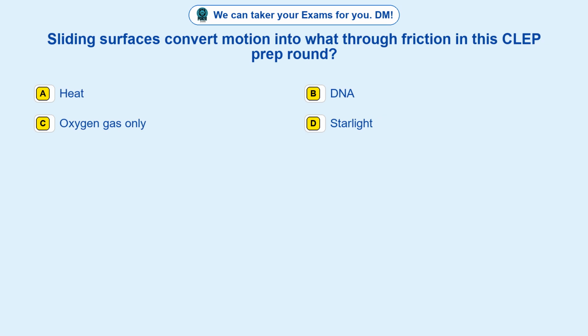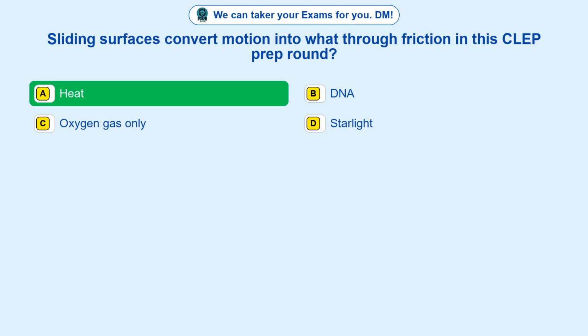Question 64. Sliding surfaces convert motion into what through friction in the CLEP prep round? Option A, heat. Option B, DNA. Option C, oxygen gas only. Option D, starlight. The correct answer is option A.